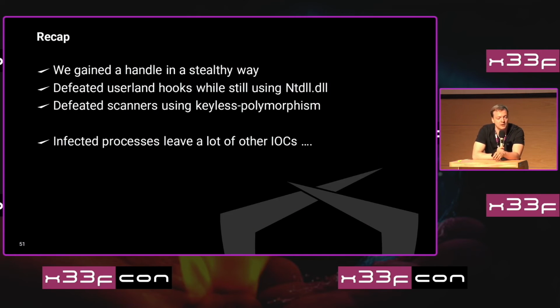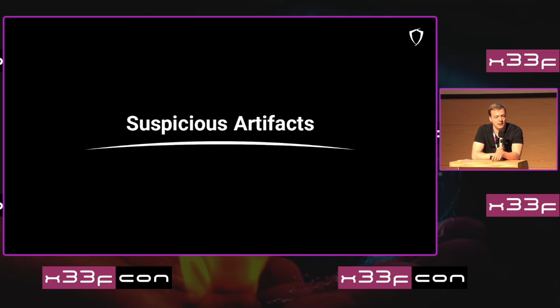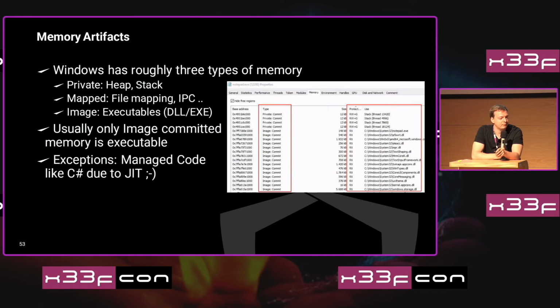Cool, so now we gained a handle in a very stealthy way. We defeated userland hooks while still going through NTDLL, and we defeated scanners using some kind of polymorphism. The problem now is that infected processes leave a lot of other IOCs. So even if you manage to infect a process that you wanted to infect, you still have a lot of other IOCs. Let us take a look at suspicious artifacts.